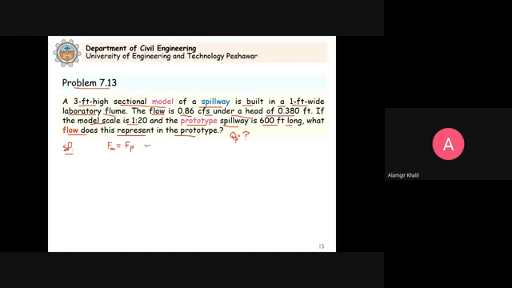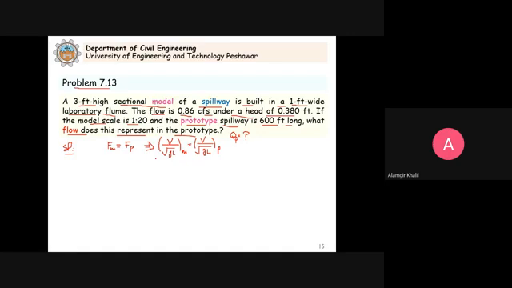So this implies that we have V divided by square root of GL for the model. This must be the same in the prototype. Only then can we have dynamic similarity and transfer the results. So V divided by square root of G into L, and this is for the prototype.